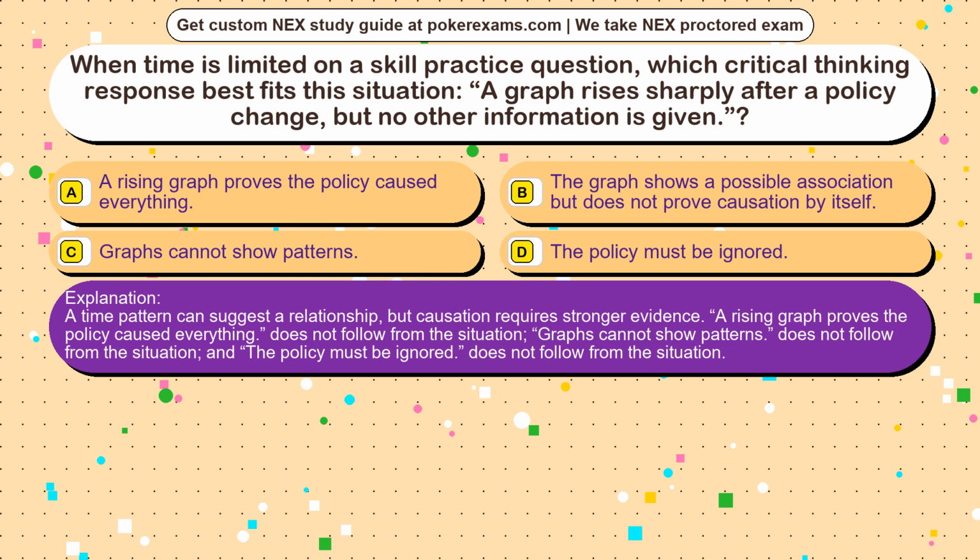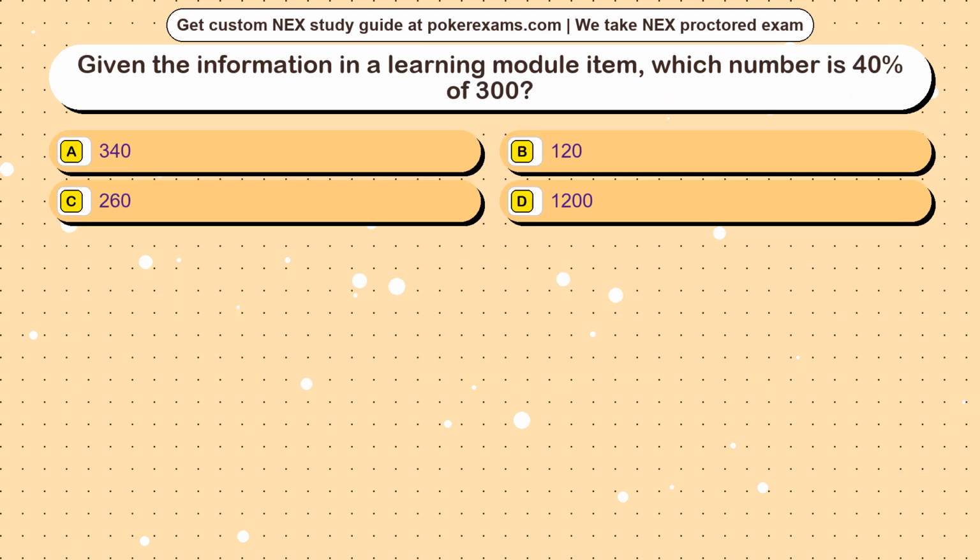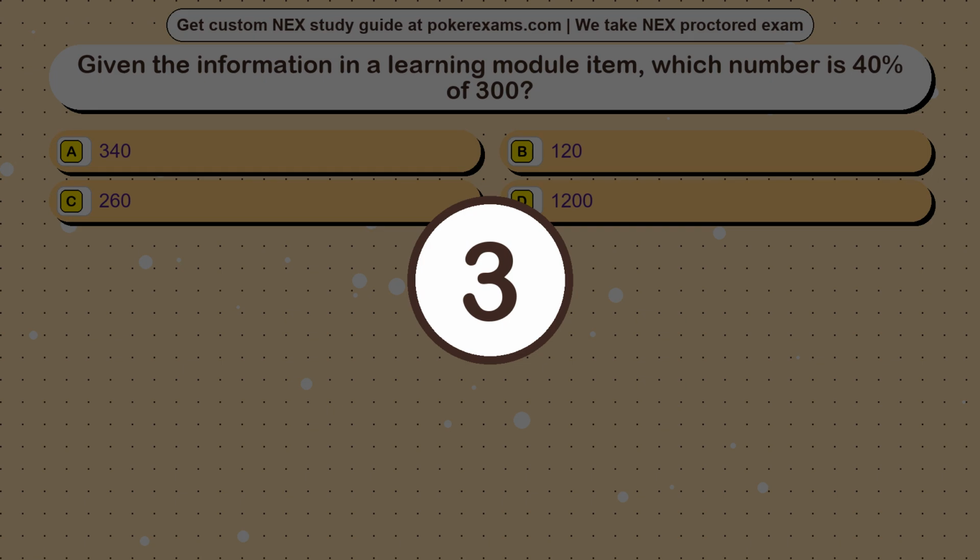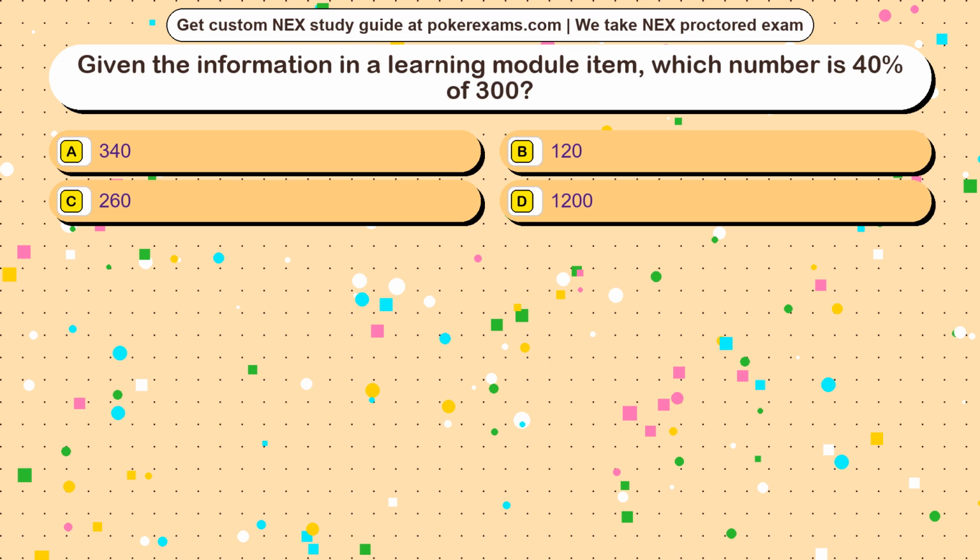Question 6. Given the information in a learning module item, which number is 40% of 300? Option A, 340. Option B, 120. Option C, 260. Option D, 1,200. The correct answer is option.